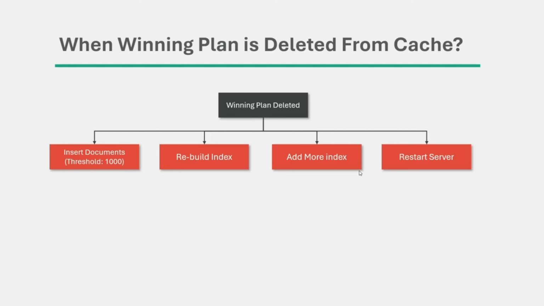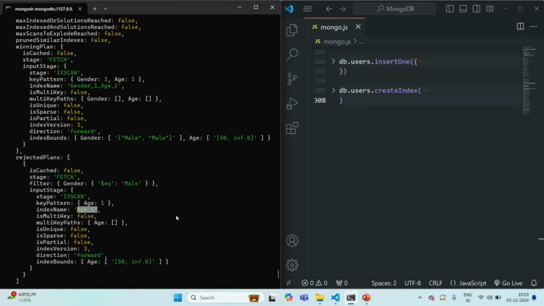So that is when you drop the existing index and create it again. Also, when you add new indexes, at that time also the current winning plan is removed from the cache. When you add new indexes, it might be possible that one of the new indexes will be faster. So MongoDB also considers that and it creates a new winning plan. And finally, when you restart the MongoDB server, it's obvious that the winning plan will be deleted from the cache after the restart. All right, so let's go back to the Mongo Shell.